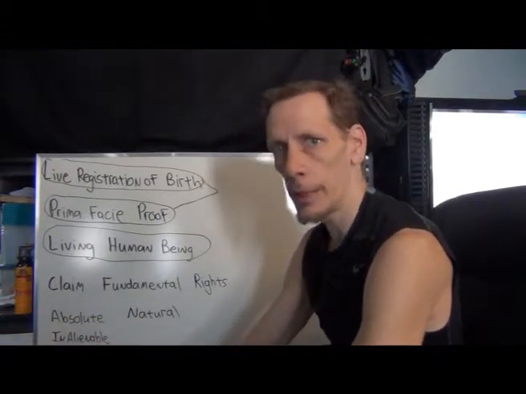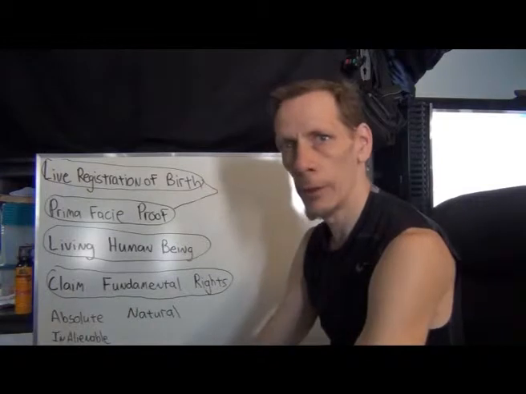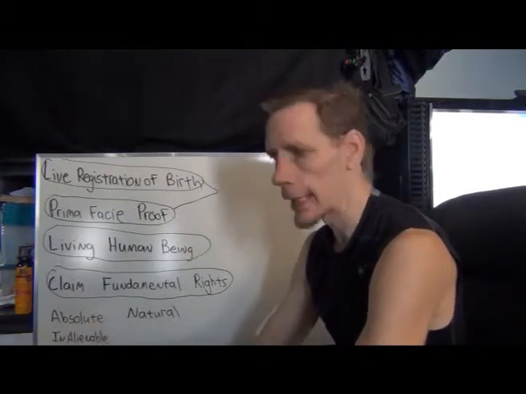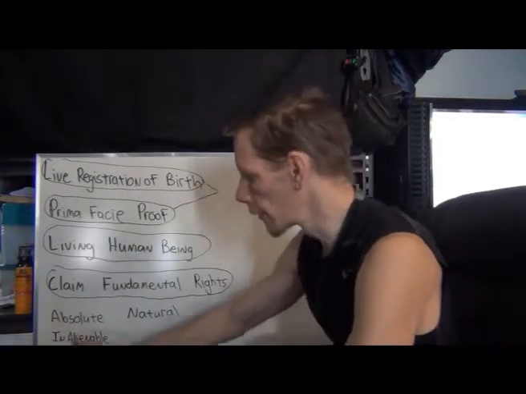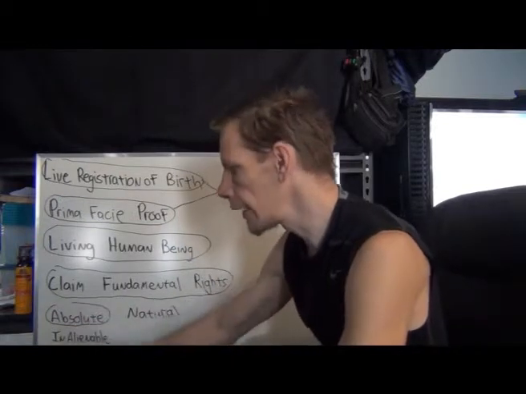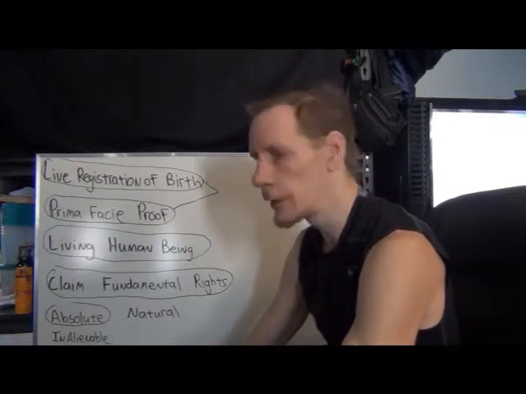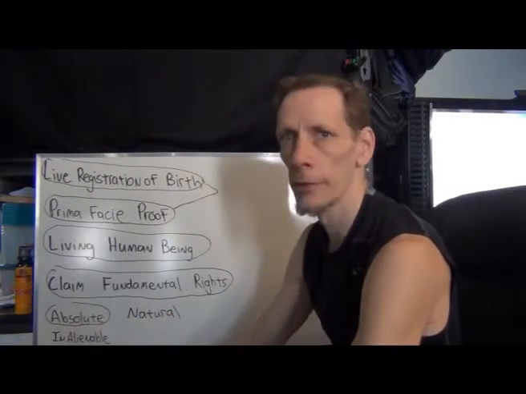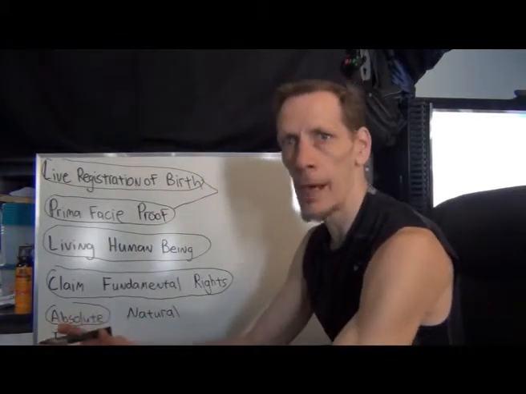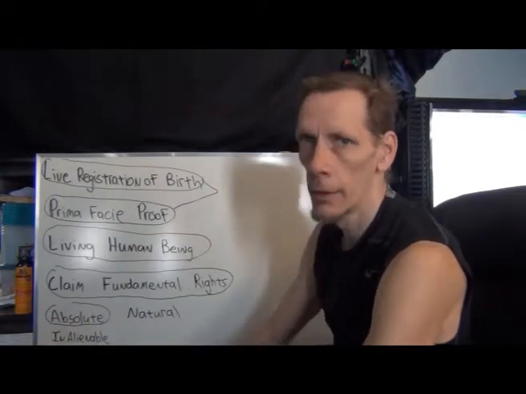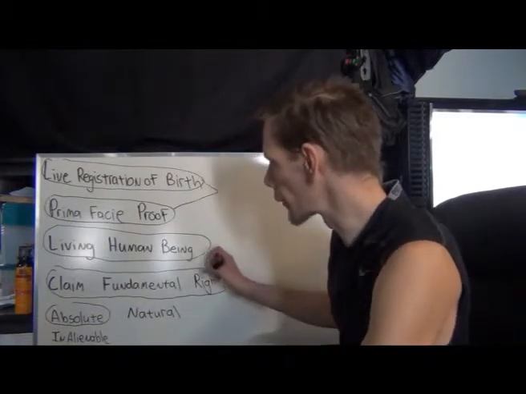Now, a living human being can claim their fundamental rights and freedoms. An artificial individual, a juridical personality, cannot. Now remember, our fundamental rights and freedoms as living human beings are absolute, inalienable. They're natural rights and freedoms. If you watch my other videos, you'll learn the definition, the terminology of what an absolute right is, what an inalienable right is. Now that you're standing before the court in that capacity, in that designation of human being, these rights that are yours, which can never be removed, are there for you to exercise.